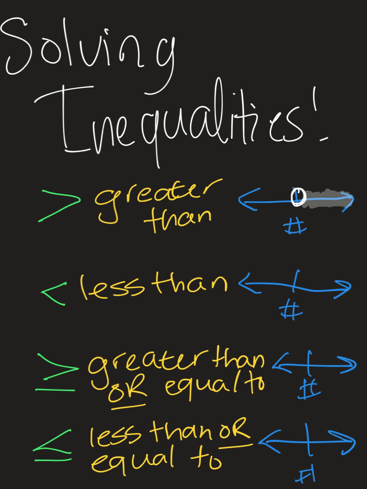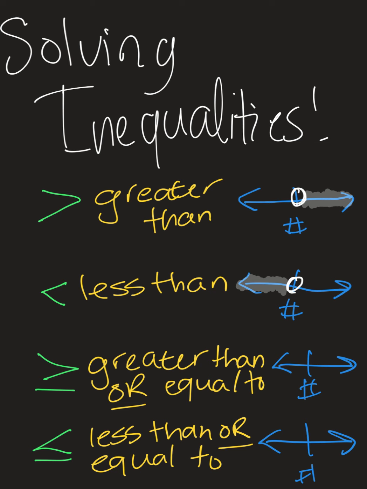For less than, it's going to be the opposite, but we're going to have an open circle still because we are not including that actual data there. It's not less than or equal to, it's just less than. So I'm going to shade everything to the left of that on the number line.